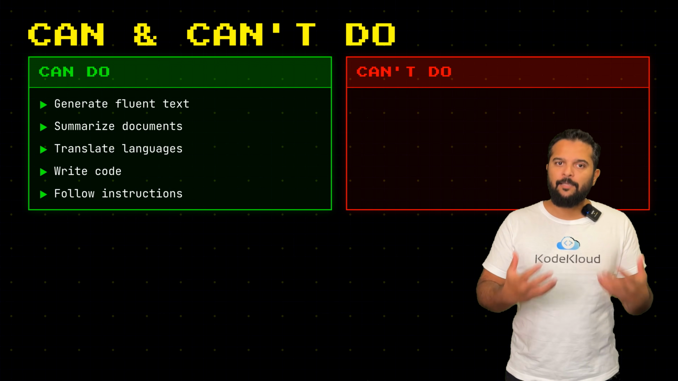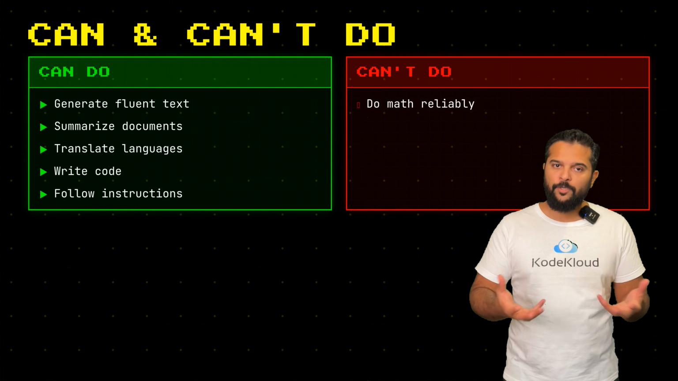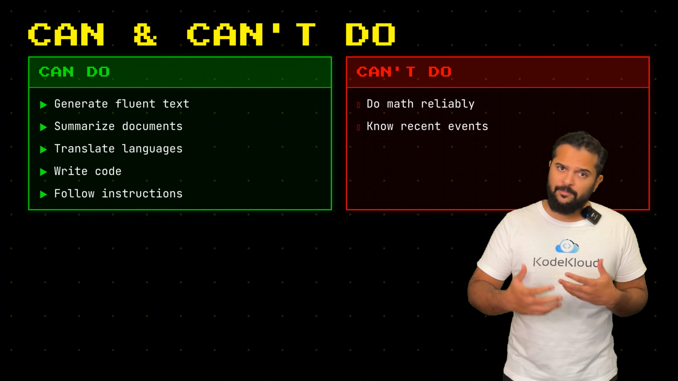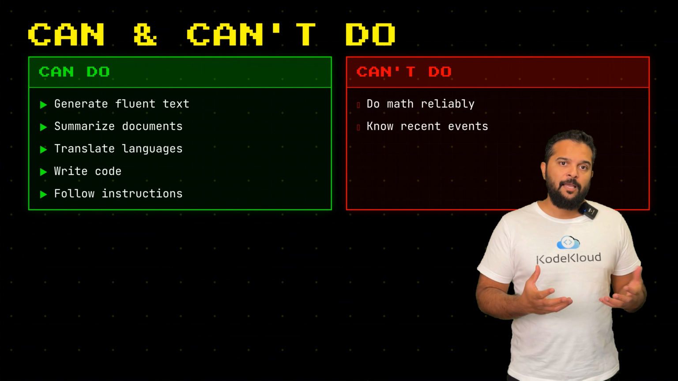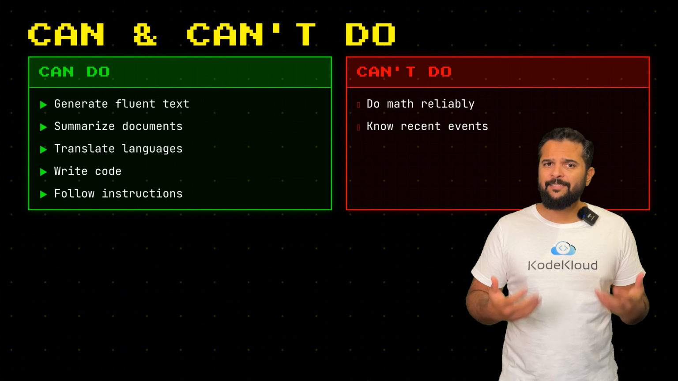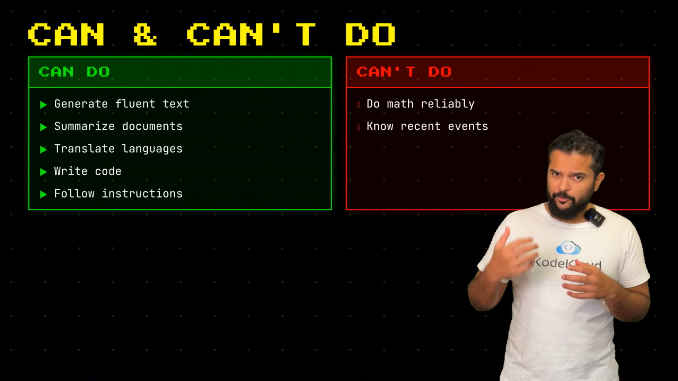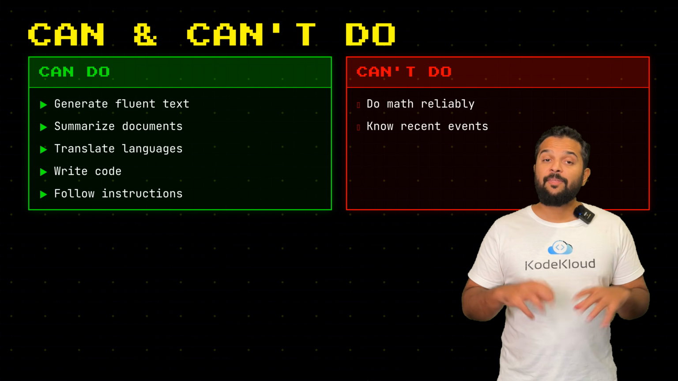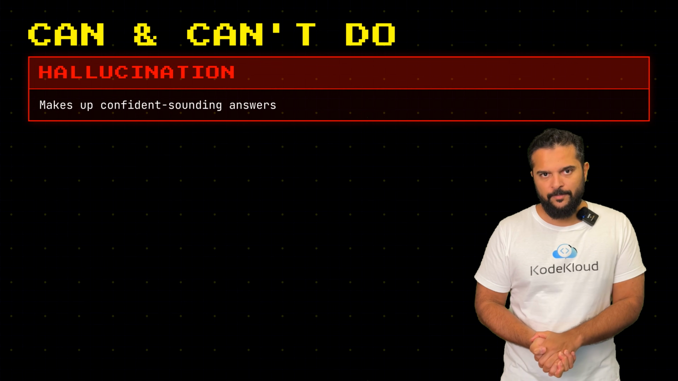So you ask an LLM to do math, and it might get it wrong because it's predicting words, not calculating numbers. You ask about something that happened last week, and it won't know. Its knowledge ends at whatever date it was last trained. If you ask it something that it doesn't know the answer to, instead of saying, "I'm not sure," it often makes up a confident sounding answer. And this is called hallucination, and it's one of the biggest challenges with LLMs.